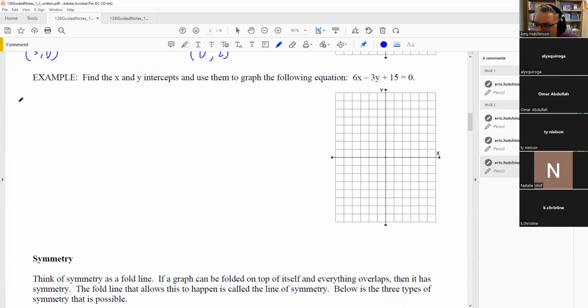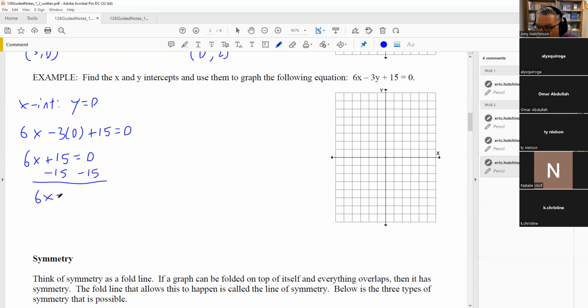So then this one, we're going to do x-intercept, put in a 0 for the y. So I have 6x minus 3 times 0 plus 15 equals 0. 3 times 0, that whole thing just becomes 0. That goes away. So we get 6x plus 15 equals 0. Now, in order to solve for x, we'll have to move the 15 over to the other side. So I'm going to subtract that from both sides, and we get 6x equals negative 15.